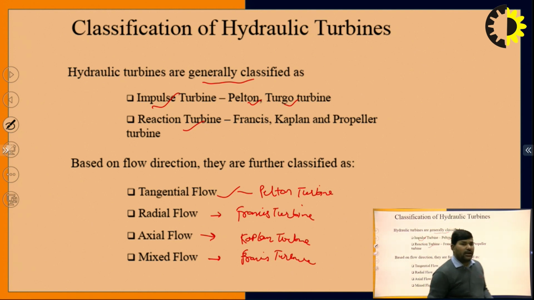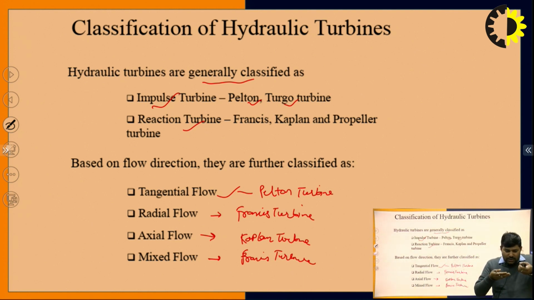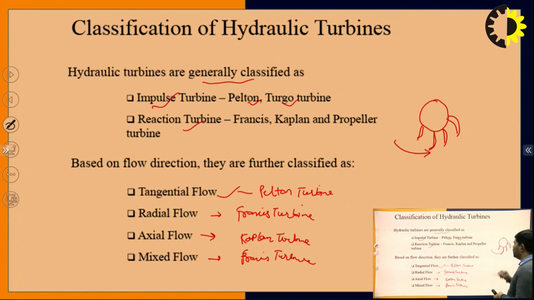Basically, in the tangential flow, the water enters and strikes these, which are called buckets. The water is exactly in this tangential direction, so we call it the tangential flow turbine. Suppose this is the runner and these are the blades. In this case, the water strikes on the bucket from here to here, so it is a tangential strike.